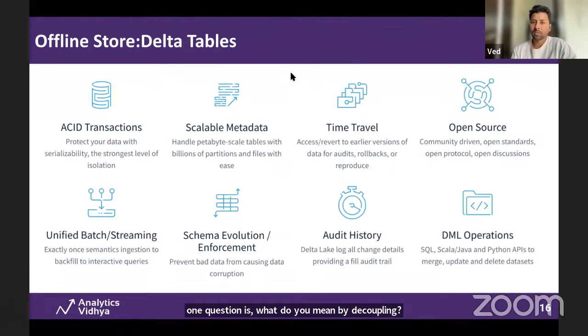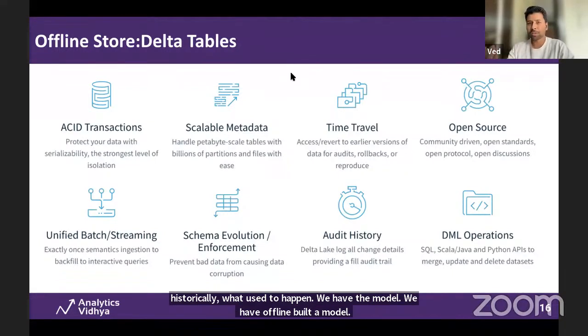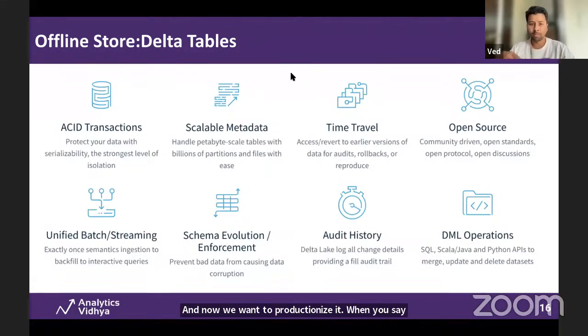When I talked about decoupling ML and the data infrastructure, imagine a scenario. Historically, what used to happen? We have the model, we built a model offline, and now we want to productionize it. When you say productionizing it, it needs to be in some form of API. And when you have the API, it needs some feature data so that it can make a prediction. For example, the example that we talked about, predicting transaction fraud in real time.